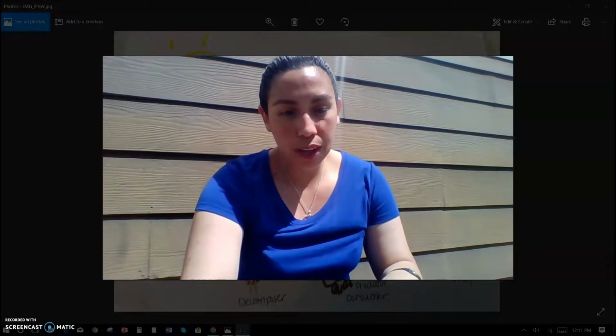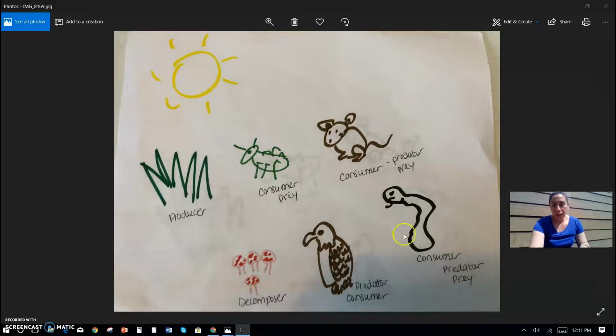So let me show you what I've created. I have a picture here with a sun, producer, which is my grass, a consumer, which is going to be a prey here, a grasshopper, and this consumer, which is both a predator and a prey. It's called a grasshopper mouse because it feeds on grasshoppers. I've got a snake, and in this case, this is a consumer. It's a predator and a prey. But this consumer is only a predator.